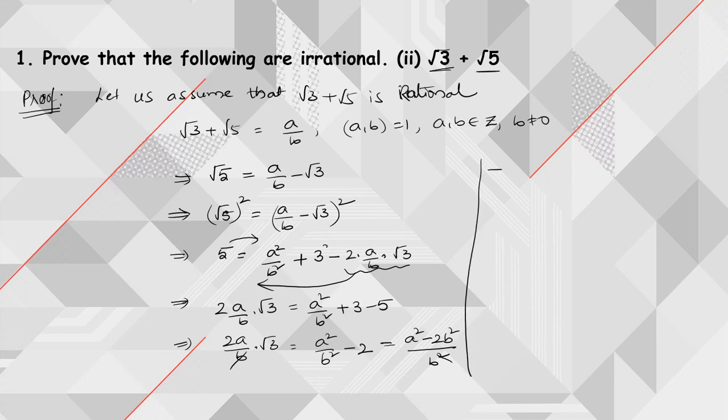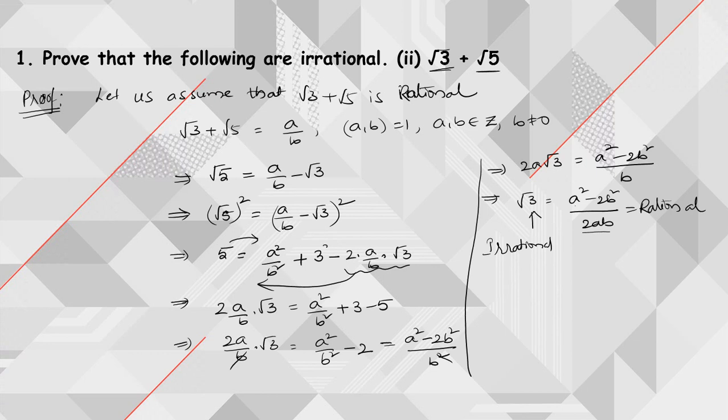Now I can write this as 2a into root 3 is equal to a square minus 2 times b square by b. Now from this, root 3 is equal to a square minus 2 times b square by 2ab. Now clearly root 3 is irrational. So already we know that root 3 is irrational. Now looking into the right hand side, since a is an integer, a square is also an integer, 2b square is also an integer and 2ab is also an integer. So integer by integer is nothing but a rational number.